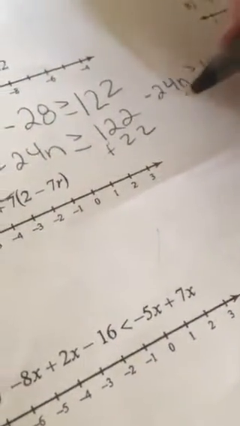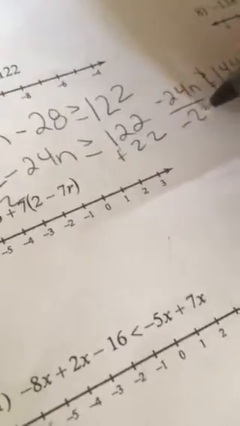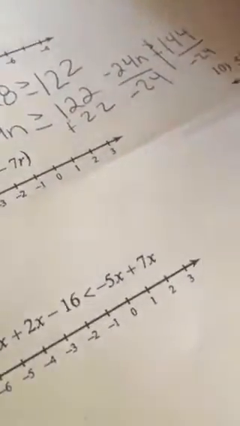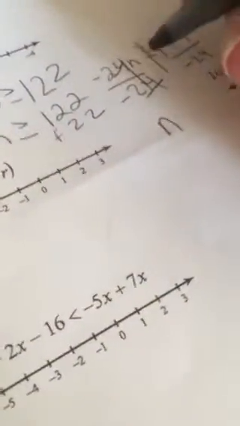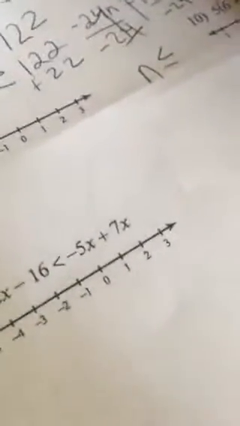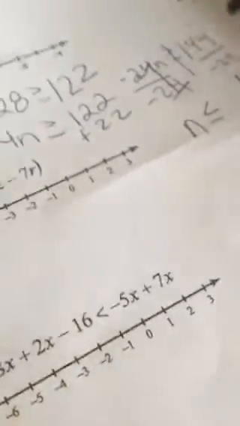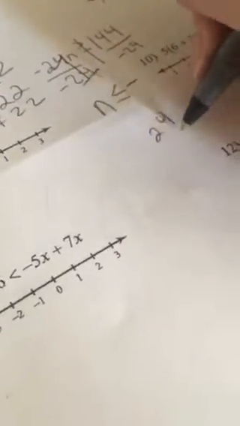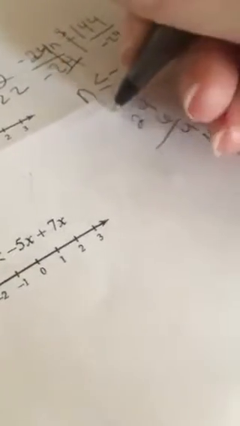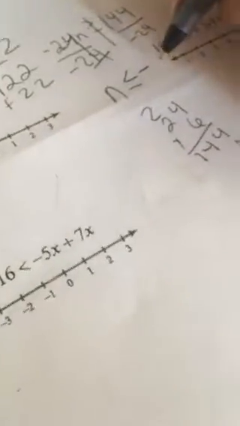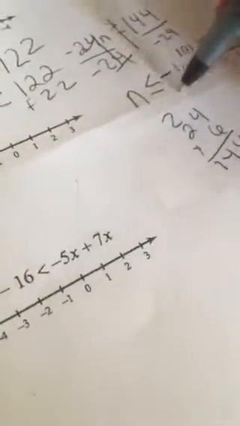And then I'm going to divide on both sides by negative 24. So if I'm dividing by a negative, remember I have to flip my symbol. So it's going to be n is less than or equal to, and then, since this is positive and this is negative, it's going to be a negative number. Negative, and 24 times 6, 12, 13, 14. Okay, 144 is negative 6. So n is less than or equal to negative 6.